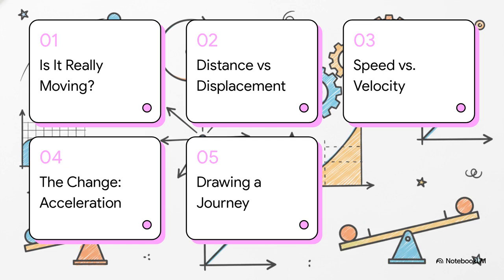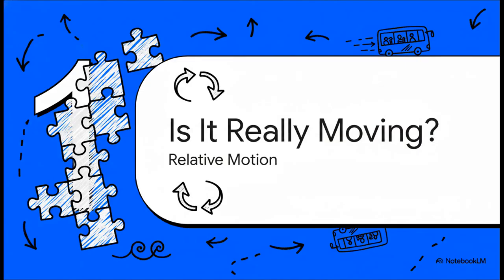All right, here's our game plan. First, we'll solve that bus puzzle. Then we'll build up all the key terms you need to describe a journey. And finally, we'll see how scientists can literally draw a picture of motion using a simple graph. Let's get into it. First things first, let's get to the bottom of this bus mystery.